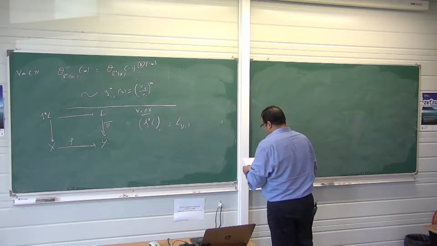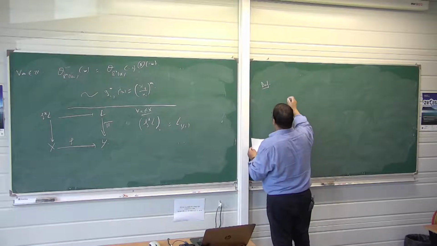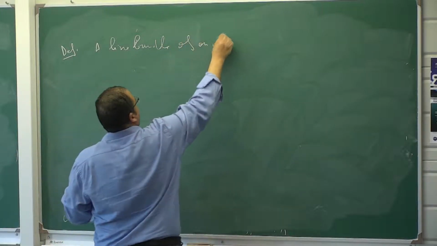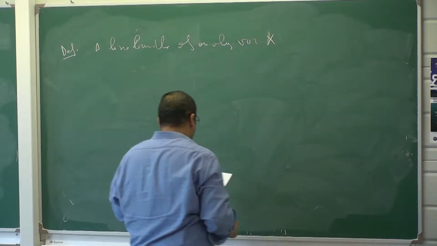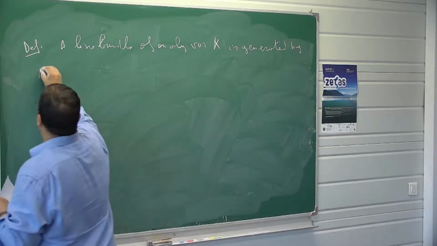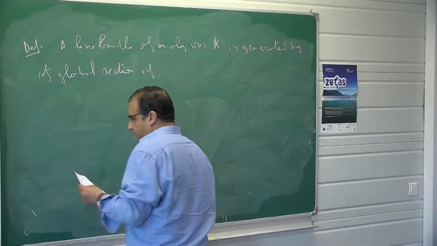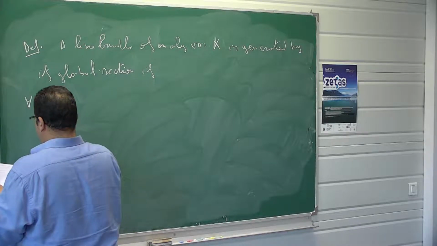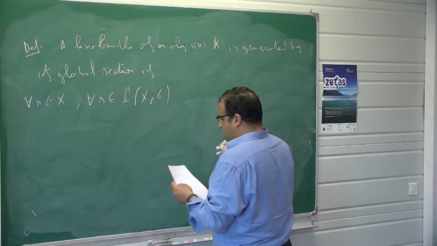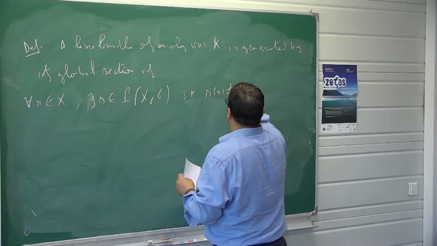Okay, so now a definition. We said that a line bundle over an algebraic variety X is generated, or effective, by its global sections if for any x in X, there exists a global section σ such that σ(x) is different from 0.